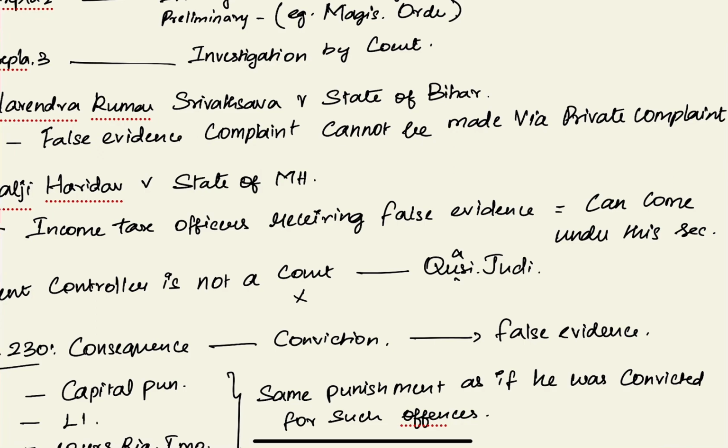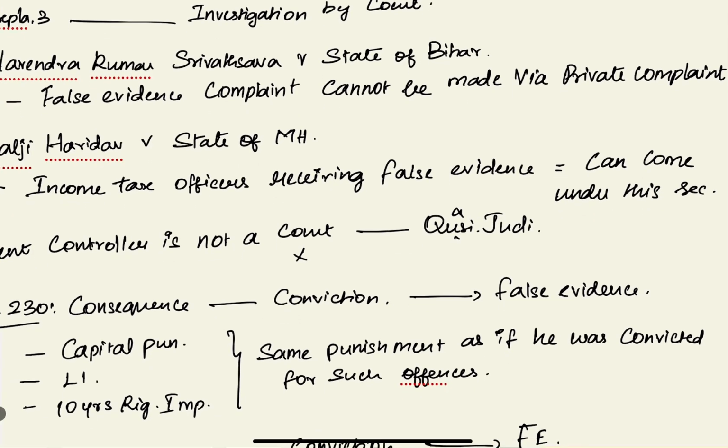And when coming to case laws, Narendra Kumar Srivatsava versus State of Bihar. In this case, it has been held that a complaint for false evidence cannot be made through a private complaint. Only the court can take cognizance of that particular false evidence complaint. It cannot be done through a private complaint.